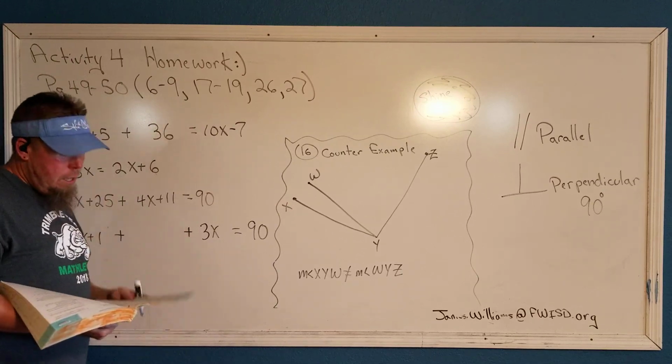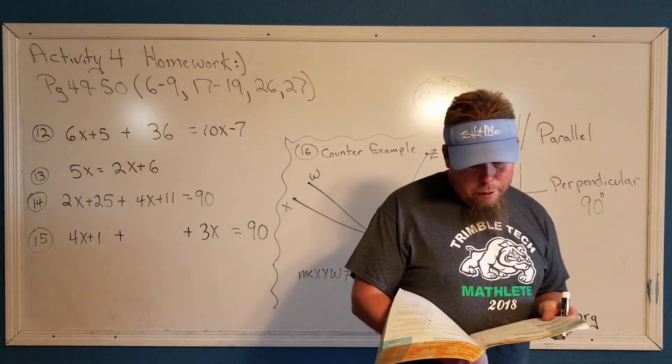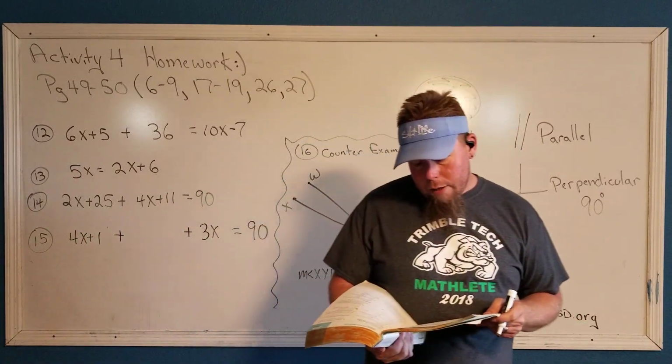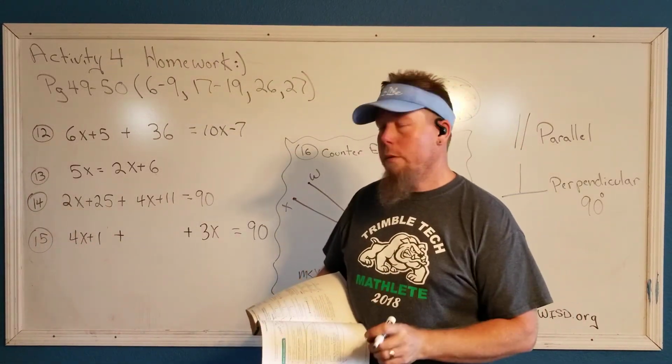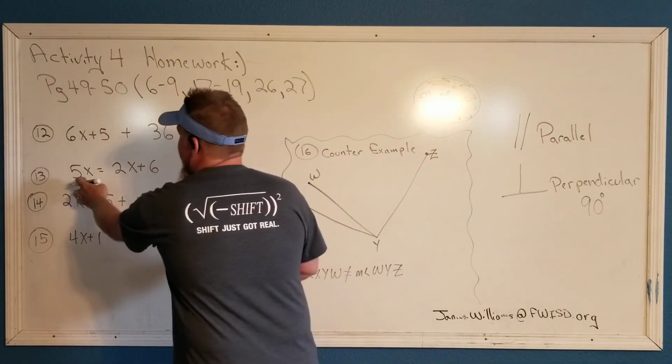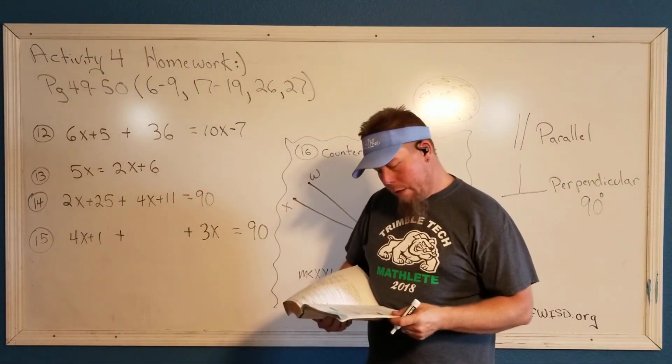Here's the next one. You notice on 13 they say QS bisects PQR. So PQS is 5x and RQS is 2x plus 6. It's giving us the two parts. Remember with bisect, the parts are equal to each other. So we simply say 5x is equal to 2x plus 6. Then you're going to solve for x and plug it back in to find out what they're asking for.